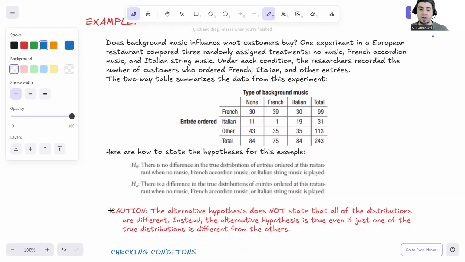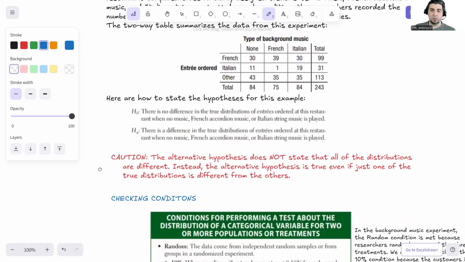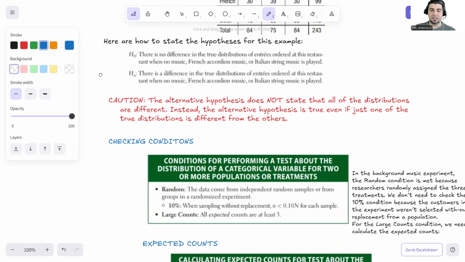Now, the alternative hypothesis does not state that all of the distributions are different. Instead, the alternative hypothesis is true even if just one of the true distributions is different from the other. So we're just going to real quick go through the four-step process for how to set all of this up.